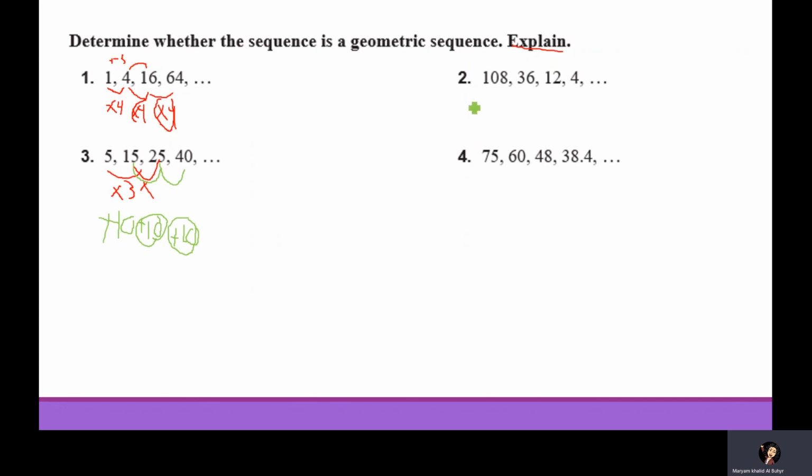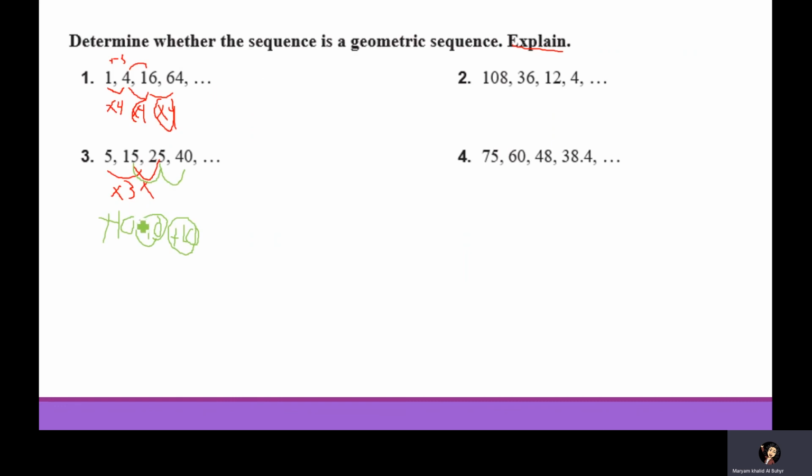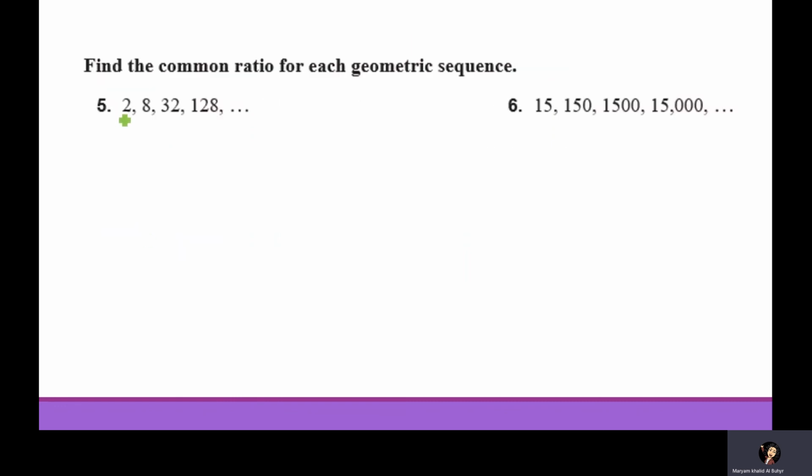And similarly with these two exercises. Find the common ratio. This is the common ratio that I'm finding. Exactly the same idea. If I'm telling you to find the common ratio for each geometric sequence, that means you will directly start by multiplication or division. Because I'm telling you it's geometric, directly find the common ratio. So just find it here: once you move from 2 to 8, you are multiplying by 4. From 8 to 32, times 4. So the common ratio R is equal to 4.